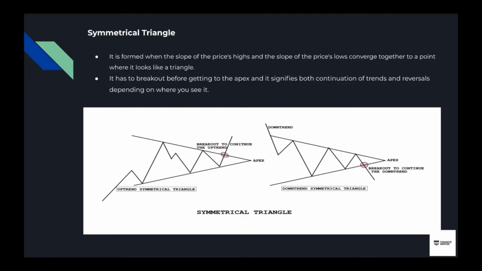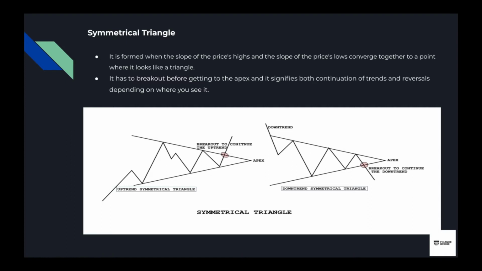The next one we're going to be looking at is the symmetrical triangle. It is formed when the slope of the price's highs and the slope of the price's lows converge together to a point where it looks like a triangle. What this is telling us is that when you start having lower highs and higher lows to a point, that shape starts forming a triangle in the market.